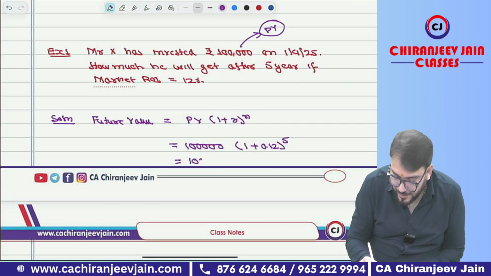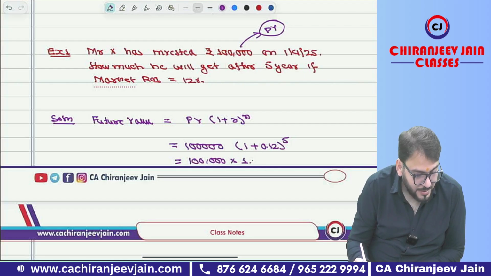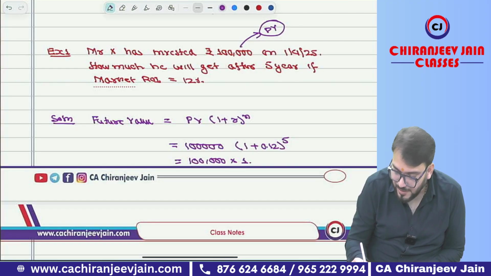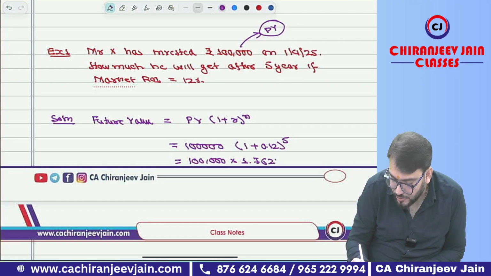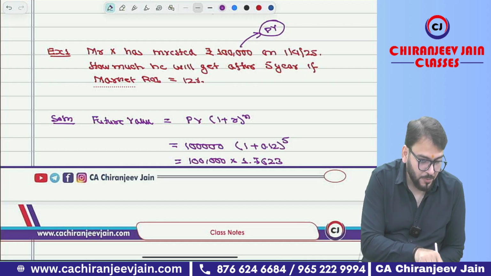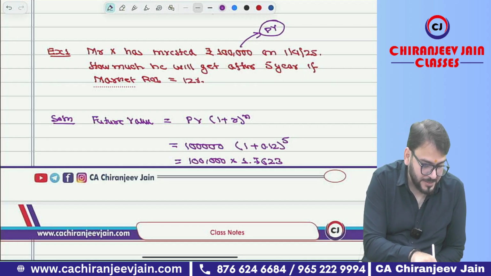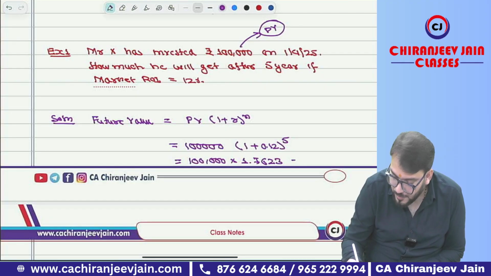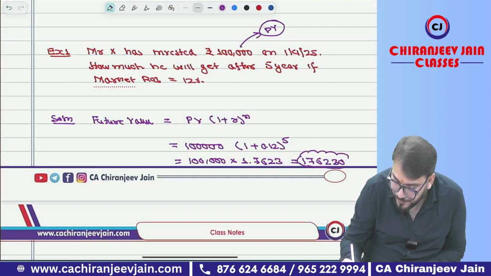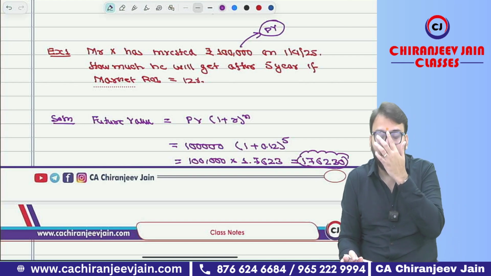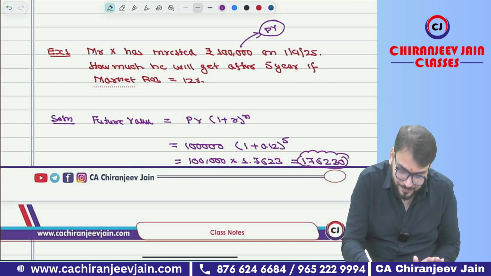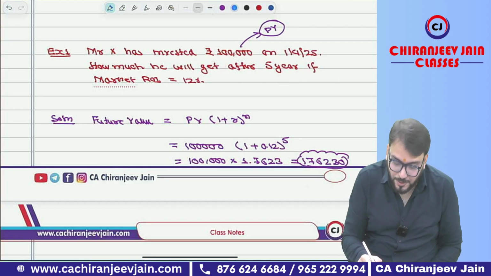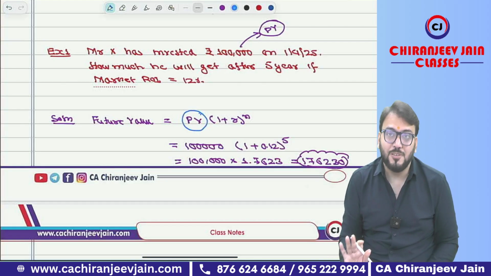Here you will do 1 lakh into 1.7623. Let us take 4 decimals. 1 lakh into 1.7623 is equal to what? 1,76,230. So this becomes the future value. Understood? Correct? Any doubt? It means we have converted present value into future value.